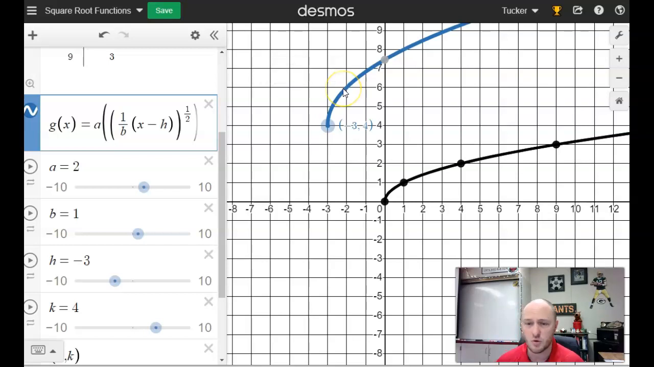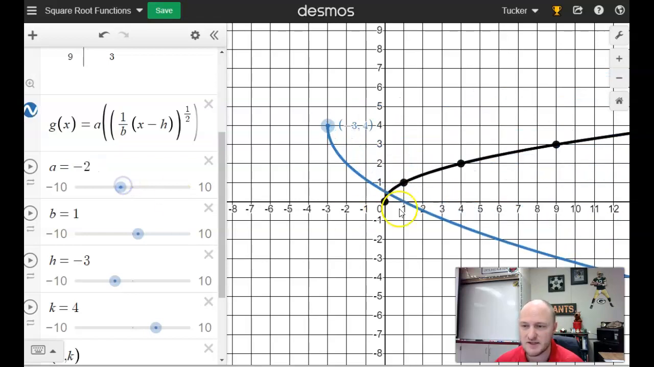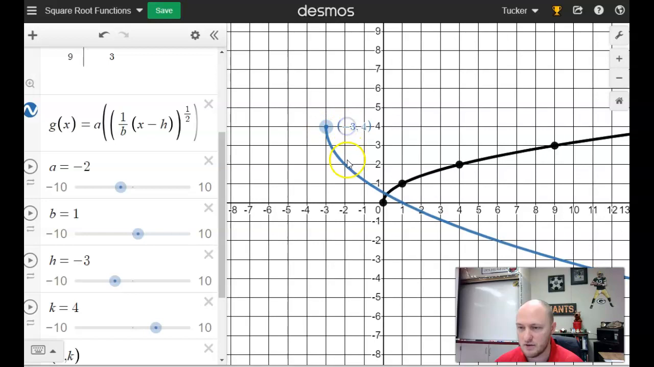Okay, with a stretch, we also have the negative. Well, the negative, instead of going up, we're going to go down. We reflect down. So A is -2, so we're going to go right 1, down 2. Down 2, and you'll see that point, if I can get it right there.